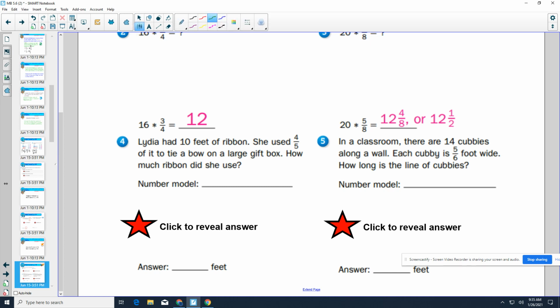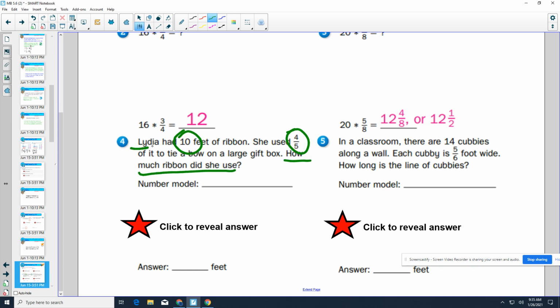So let's look at these story problems here and use cubes. So number 4 says Lydia had 10 feet of ribbon. She used 4/5 of it to tie a bow on a large gift box. How much ribbon did she use? Well, first we need to do a number model, so I need to know my numbers. So she had 10 feet of ribbon. She used 4/5 of it. How much ribbon did she use?